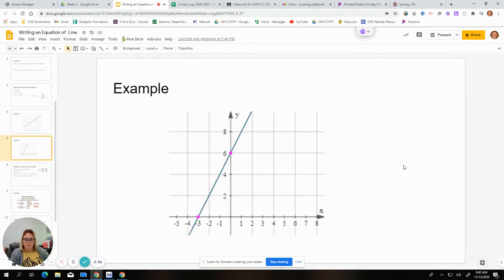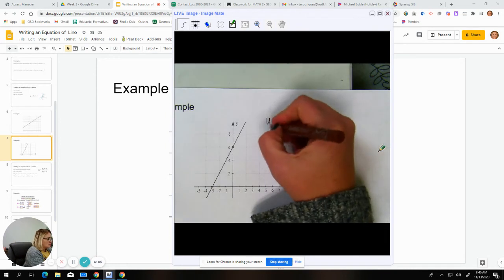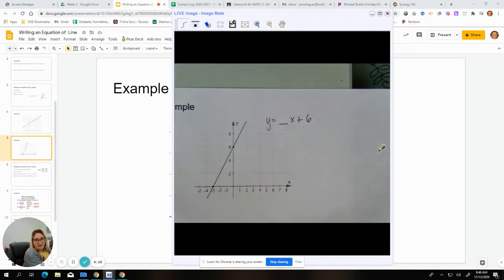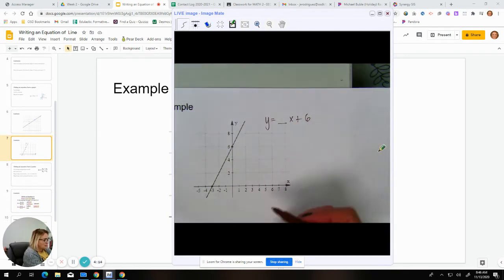Okay, let's try this one again. Right, it's a little bit different. Again, it has a y-intercept that is given to us, and it is a nice gridded line, so we should be able to find the slope fairly simple. So again, I'm going to start by just writing my basic beginning equation where I know it's going to be plus 6 because that is my y-intercept.